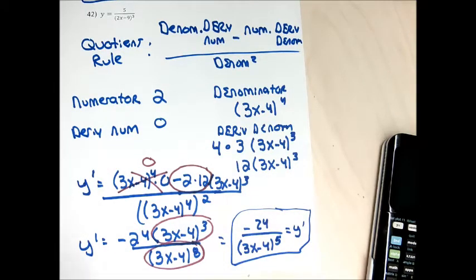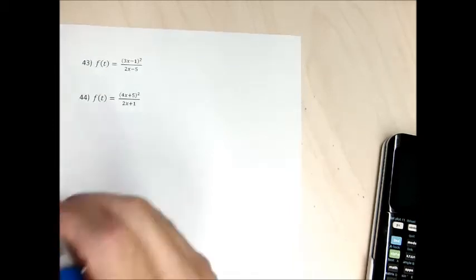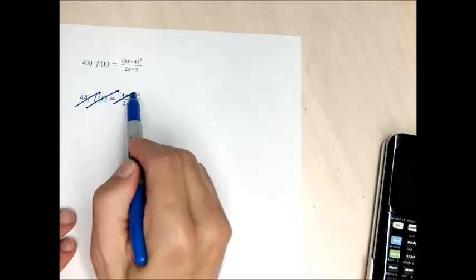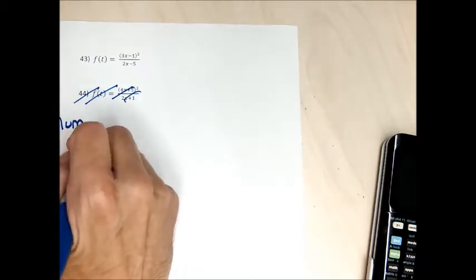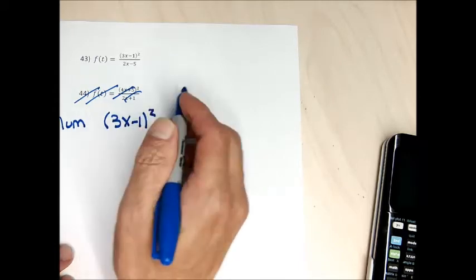Problems that get progressively grungier. Let's look at 43 and 44. Same deal. Let me do 43 with you. You can pause the video if you want to give it a try. I think this one's going to be kind of nasty. So, it's division, so I need the quotient rule. The numerator is 3x minus 1 quantity squared.